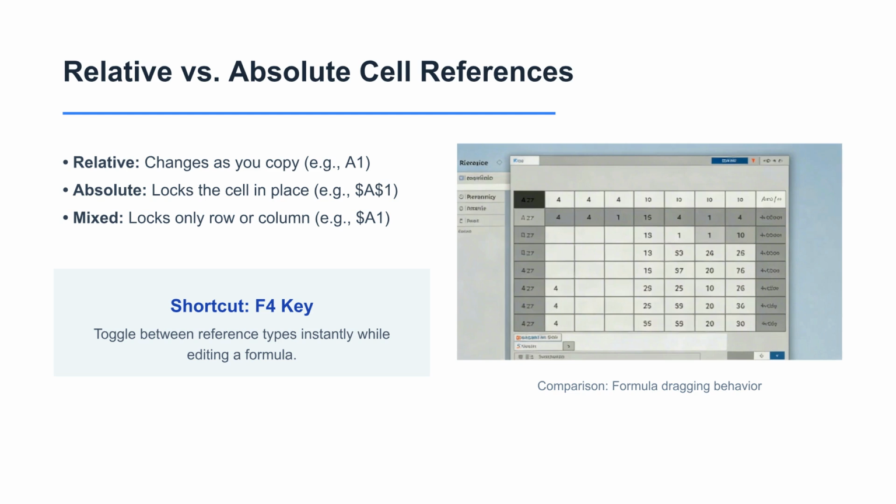It's critical to understand relative versus absolute cell references. Relative references change as you copy the formula, while absolute references, marked by $ signs, lock the cell in place. Remember the F4 key shortcut to instantly toggle between these reference types while editing a formula.